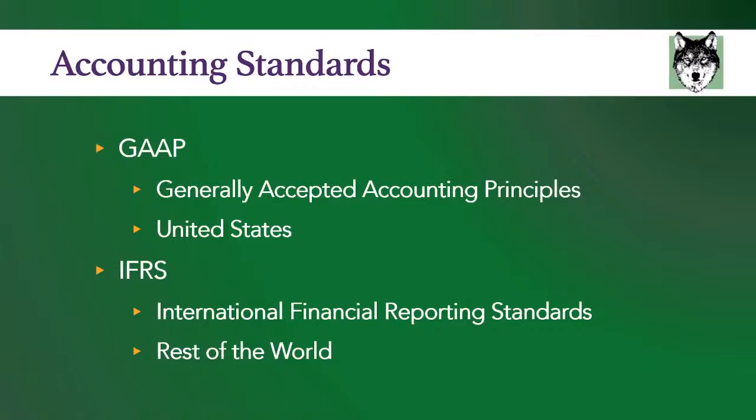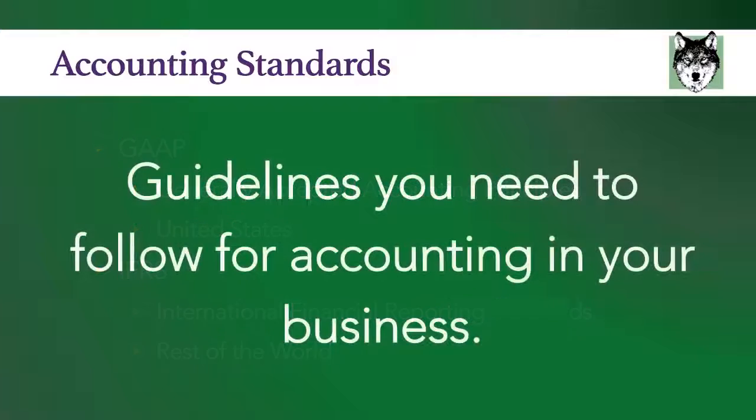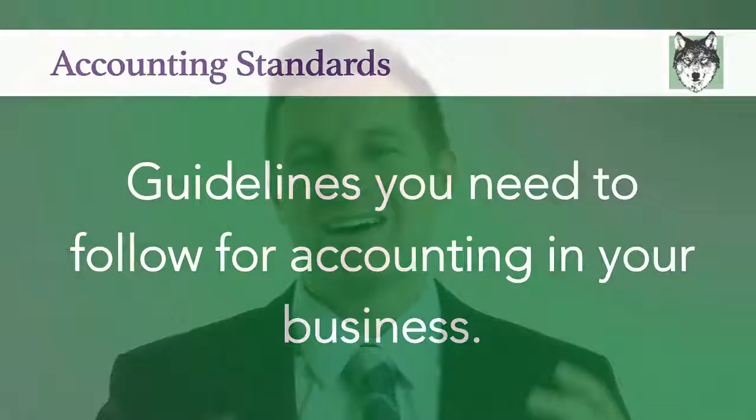So what is an accounting standard? They are basically a set of guidelines you need to follow for accounting in your business. It's not laws, but it's really a form of self-regulation where accountants have gotten together and decided what standards they're going to follow. So when we talk about GAAP and IFRS, these are two different accounting standards. The United States uses one accounting standard and the rest of the world uses a different accounting standard.